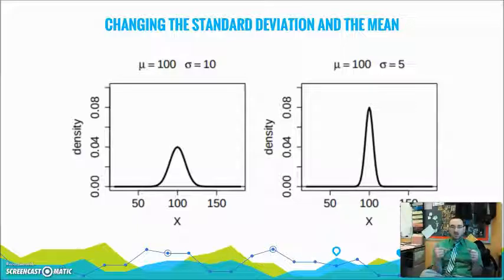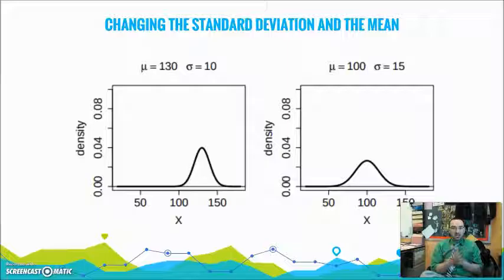So if you lessen or shrink the standard deviation, we're going to get a much thinner bell curve. But if we start expanding that, then we're going to widen and flatten out this bell curve. So that's how the standard deviation affects it.